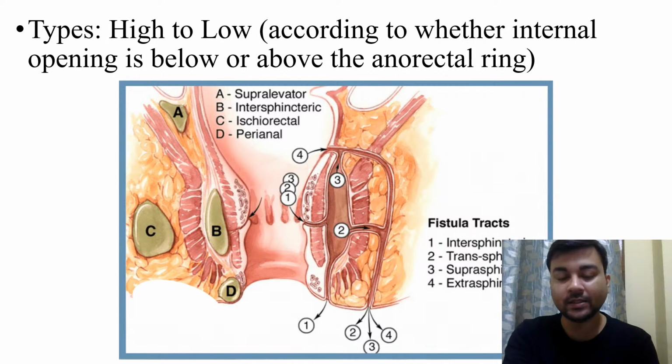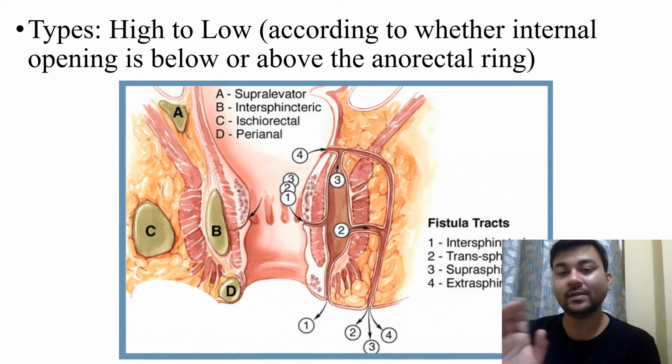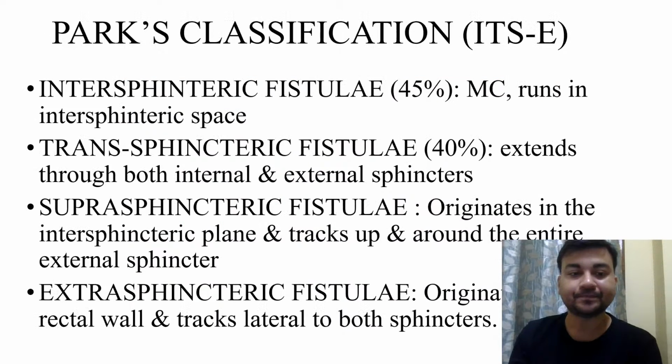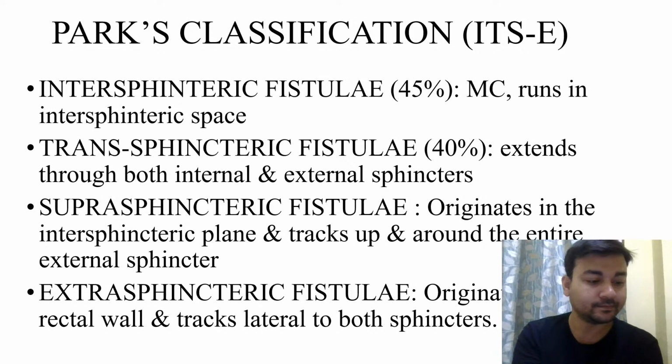1 is just intersphincteric, it is opening in between these sphincters, the outer opening, and 3 and 4. 3's inner opening is inside the anal canal, but the outer opening, you can see, is going up and then around the external sphincter, and it is coming and opening in the skin. And 4th is in the rectum, and it is opening above both these sphincters. Okay, so this is Parks classification for intersphincteric, transsphincteric, suprasphincteric, and extrasphincteric.